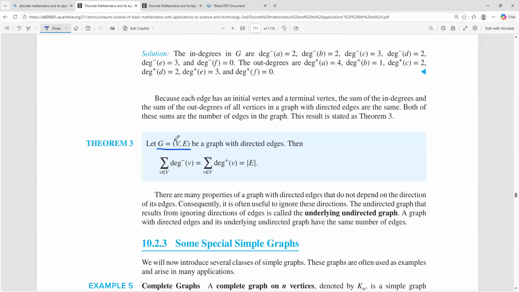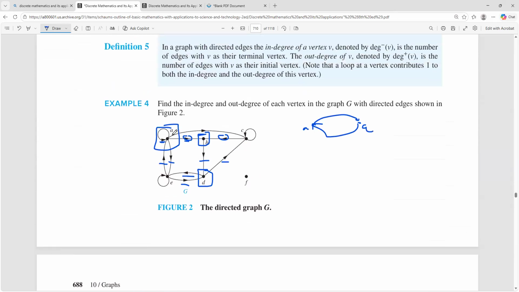If I have a graph with vertices and directed edges, then the sum of the in degrees of every vertex plus the sum of the out degrees is equal to the total number of edges. This is pretty much obvious because if I were to add all the in degrees of each vertex and the out degrees of each vertex, I would get every single degree, and that's the total number of edges. Okay? So those are most likely the proofs you're gonna get.